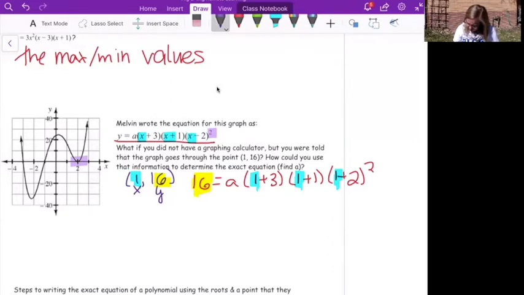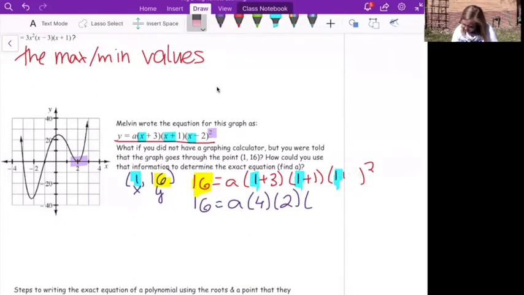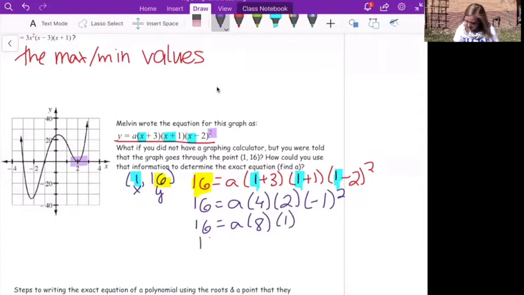So then the way that this will look is we have 16 equals a times 4 times 2 times, also I messed this up, this should be 1 minus 2. So then we get that this is negative 1 squared. And then we can multiply this out. So this is a times 2 times 4 is 8. Negative 1 squared is 1. So then we get that 16 equals 8a. Then we divide by 8.